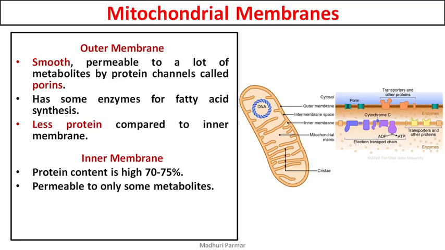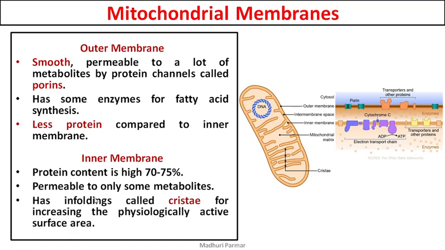So it is very specific, or highly selective, about what it will allow to enter the mitochondria. It has infoldings. Okay, these folds that you see are called infoldings. These are just the infoldings of the inner membrane. These inner infoldings are called cristae. What the function of cristae is, it increases the surface area for activity.